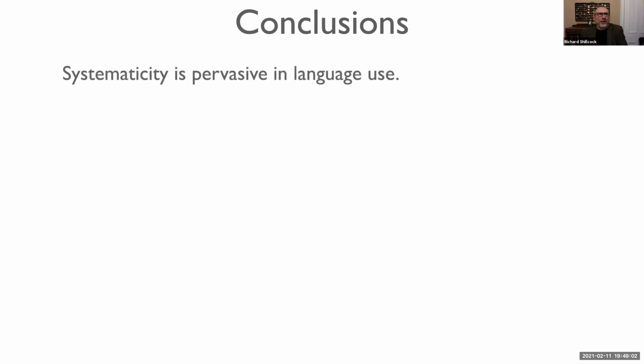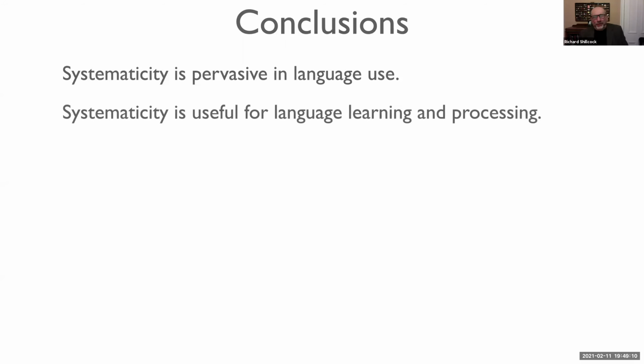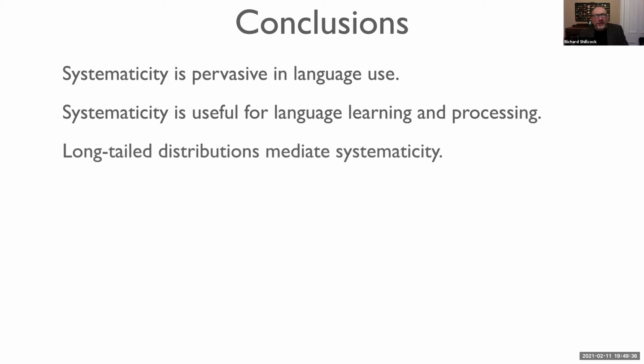So the conclusions: systematicity is really a pervasive thing in the use of a language. It's probably useful for language learning because the whole of the brain is like that, with topographic maps where they preserve structure. So the brain just works like that. And it's possibly something to do with the actual amount of wiring you need or things of that sort. Long tail distributions are the things to look at because the world is like that.